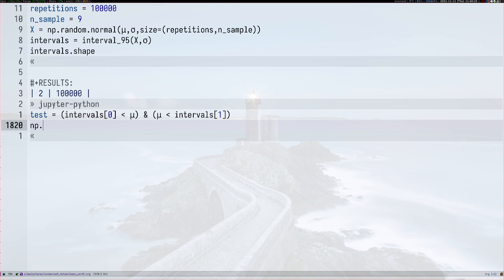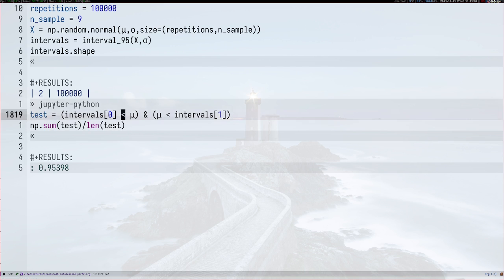And then test is going to give me a Boolean variable, so it gives me a number of trues and falses, which are represented in Python by ones and zeros. So basically we're going to sum test, so that will count the number of cases where mu actually lies within the interval, because it satisfies both criteria: mu is above the boundary on the left and below the boundary on the right. If we want this as a percentage instead of an absolute number, we divide by the length of this Boolean variable test. And you can see that this is approximately 95%.